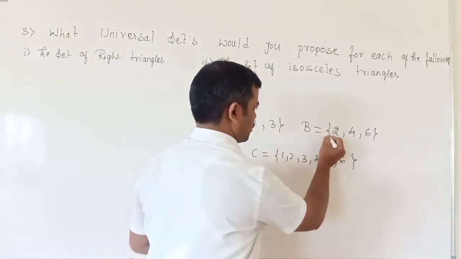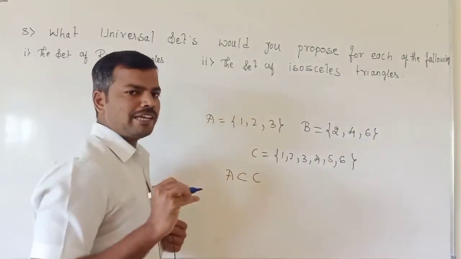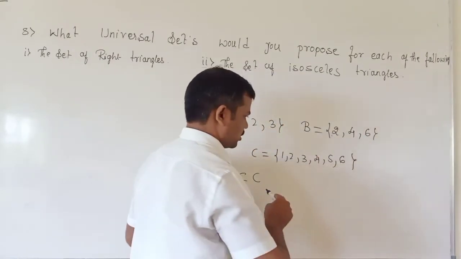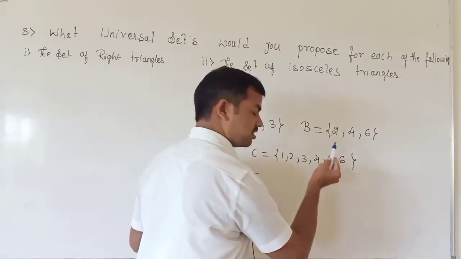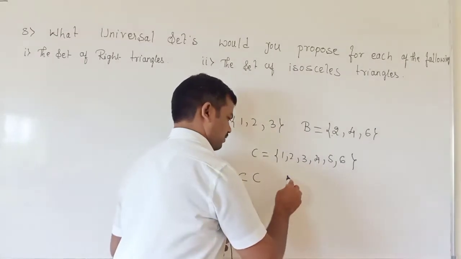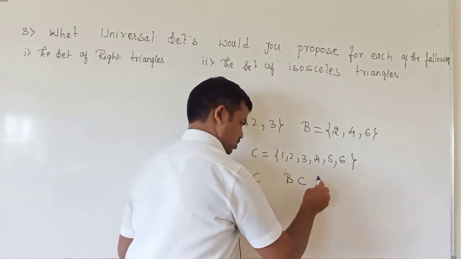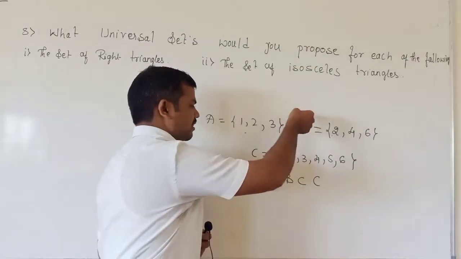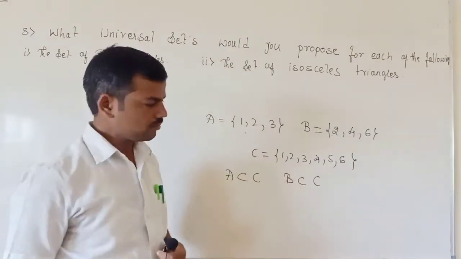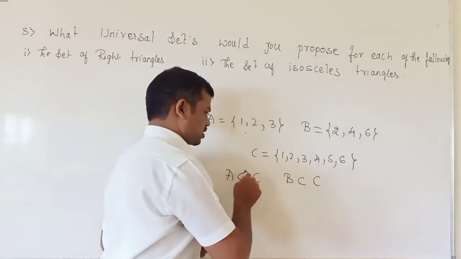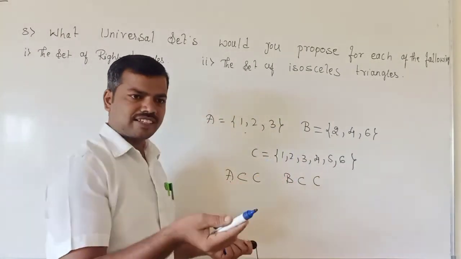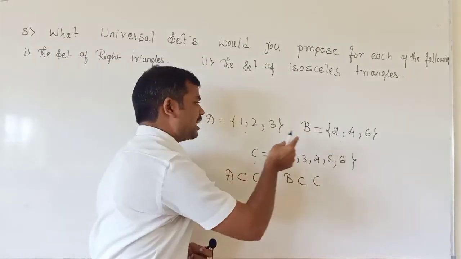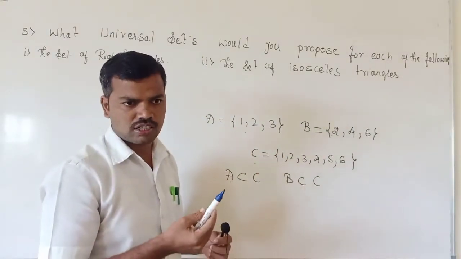And what about B? B is 2 4 6, and 2 4 6 is also there in C, which confirms that B is also a subset. So these are two different sets and they are subsets of C. A and B are subsets of C, and C is containing all the elements of its subsets.